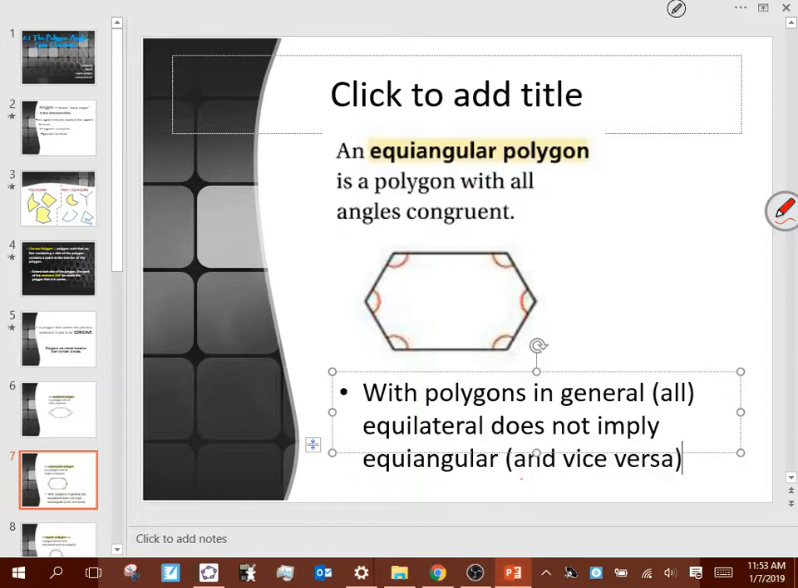With polygons in general, and when I say in general, I mean all polygons, equilateral does not imply equiangular, and equiangular does not imply equilateral. It does mean that in triangles. That's the one set of polygons for which it is true. But with quadrilaterals, it's not necessarily true, and not with pentagons, hexagons, octagons, septagons. That is not a true statement. Does that make sense? Equilateral does not imply equiangular.